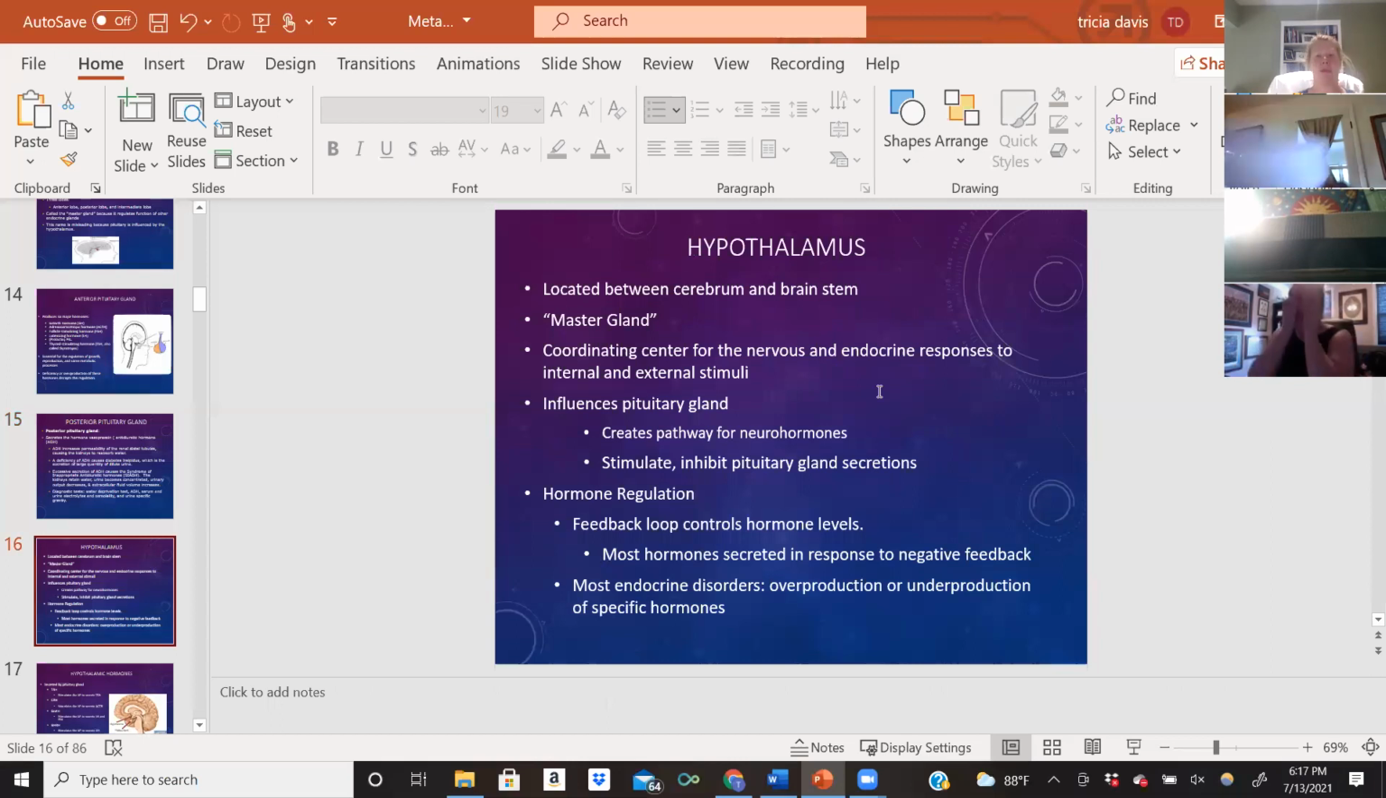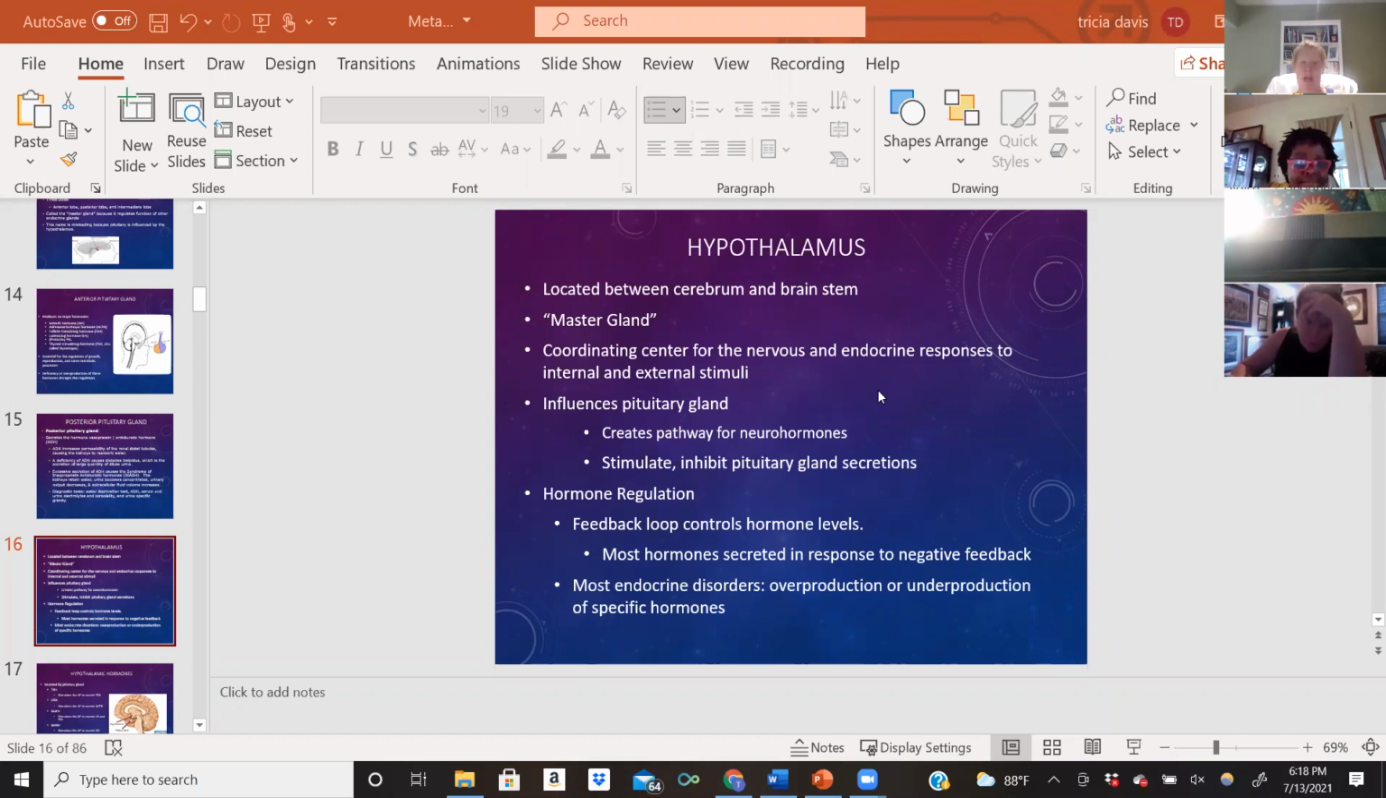So our hypothalamus, which is the master gland, is located between the cerebrum and the brainstem. It is considered the coordinating center for our nervous and endocrine systems, and it responds to internal and external stimuli. The hypothalamus directly influences our pituitary gland by creating a pathway for various neurohormones to be released, and it can stimulate or inhibit pituitary gland secretions. So when our body is low on something, it will stimulate a certain pathway so that these glands will secrete the needed hormone.